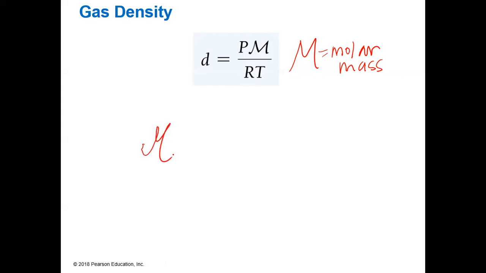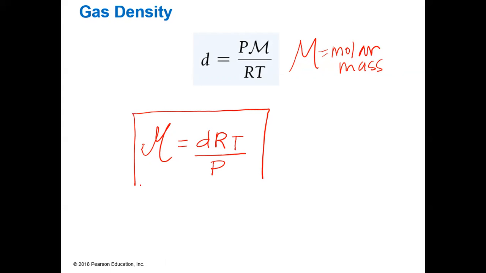Another way to write this is to solve for the molar mass given its density. We would just rearrange this equation. So I'd multiply both sides by RT and divide both sides by P. And I would get that I could find the molar mass with density times R times the temperature divided by pressure. Okay, so we'll use that equation to find the density of a gas or the molar mass of a gas.